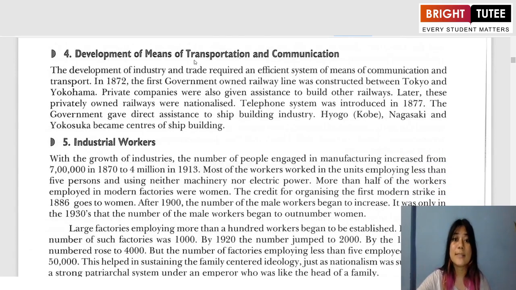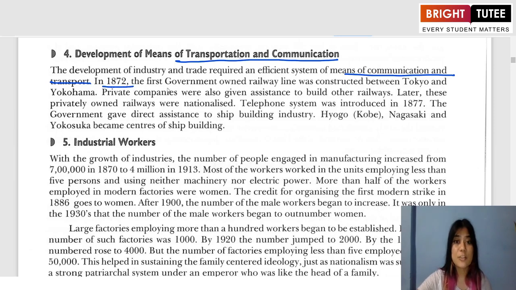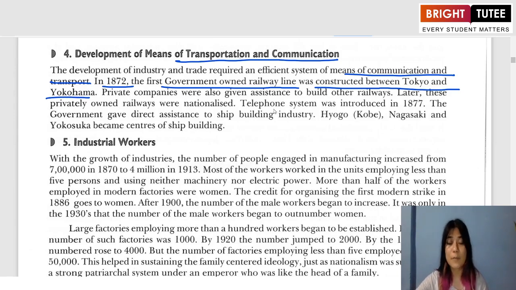Next, let us look at the development of transportation and communication. With the development of trade, industry and commerce, another sector which developed was the means of communication and transport. In 1872, the first government-owned railway line was constructed between Tokyo and Yokohama, and there were private companies which were given assistance by the government, the emperor, to build other railways connecting other parts of the country. Later, these private companies building railways were nationalized. They were brought under the government.